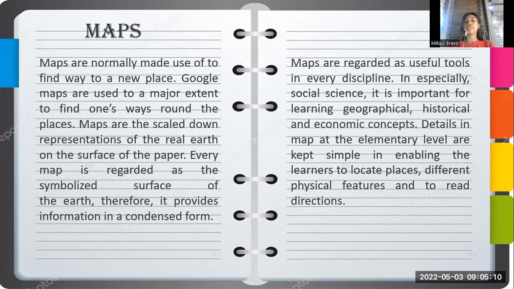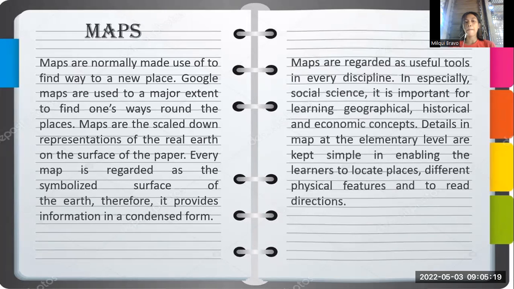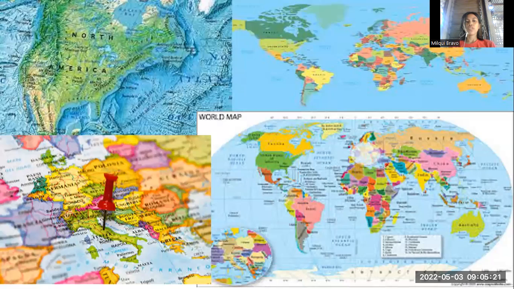Details in maps at the elementary level are kept simple, enabling the learners to locate places, different physical features, and to read directions. So, as you can see on the screen, these are the types of maps, showing the different continents of the Earth.